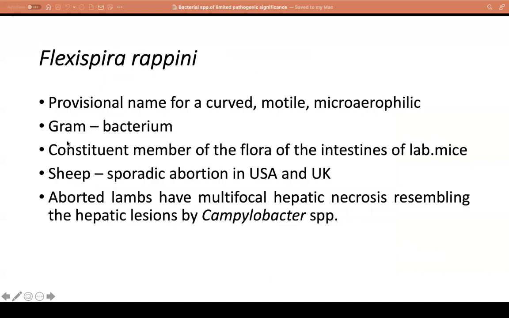Next, we have Flexispira rappini, provisional name for a curved motile microaerophilic gram-negative bacterium, constituent member of the flora of the intestines of laboratory mice. In sheep, reported sporadic abortion in USA and UK. Aborted lambs have multifocal hepatic necrosis resembling hepatic lesions caused by Campylobacter species, especially subspecies fetus. Campylobacter fetus, subspecies fetus.